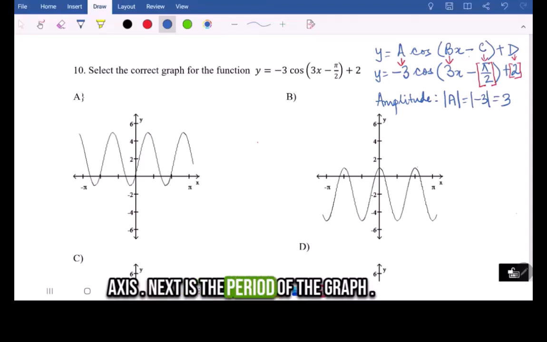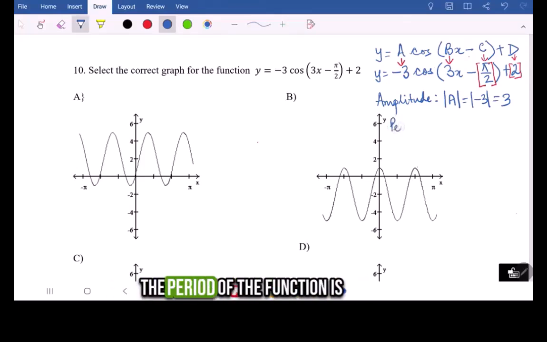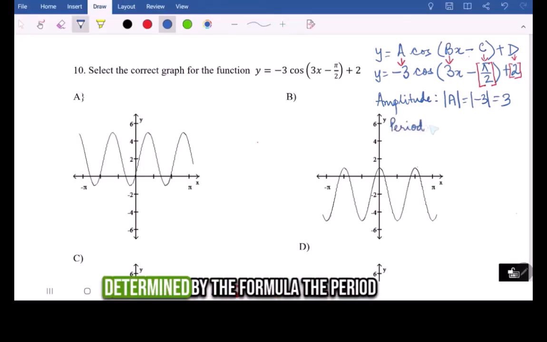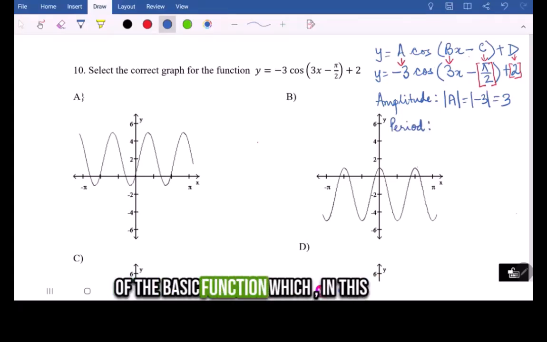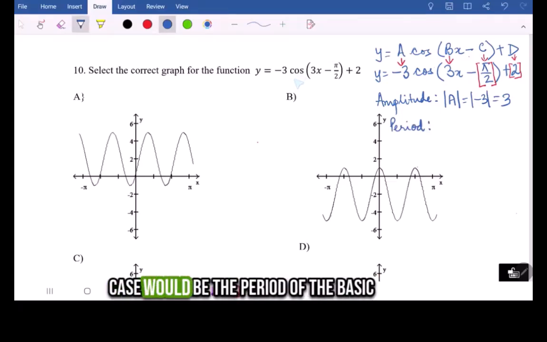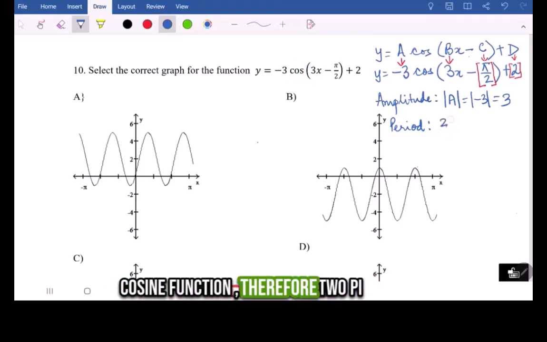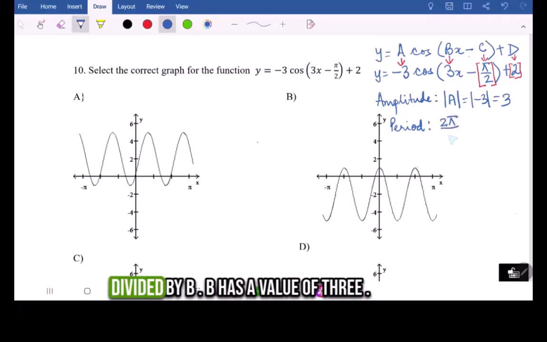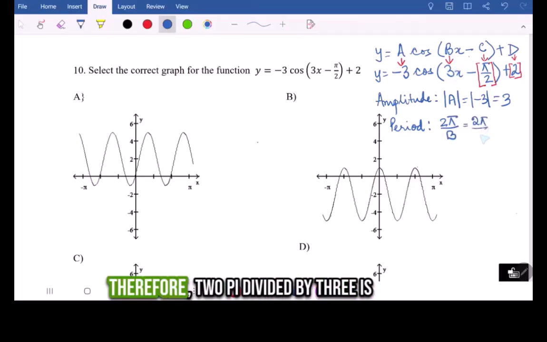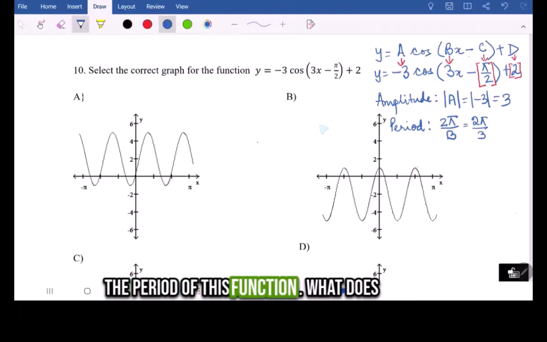Next is the period of the graph. The period of the function is determined by the formula for the period of the basic cosine function, therefore 2 pi divided by b. B has a value of 3, therefore 2 pi divided by 3 is the period of this function.